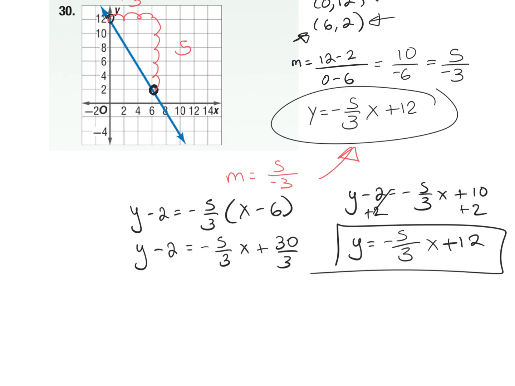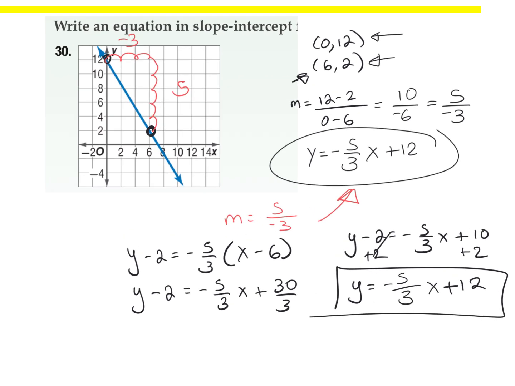So you will get the same answer no matter which way you do it. Now it is important that you know both ways because the y-intercept may not be perfectly at a number like it is right here. It may be in between 2 numbers.